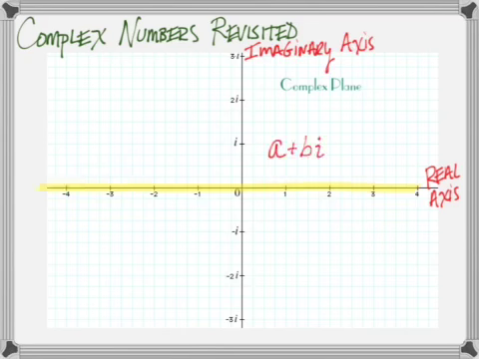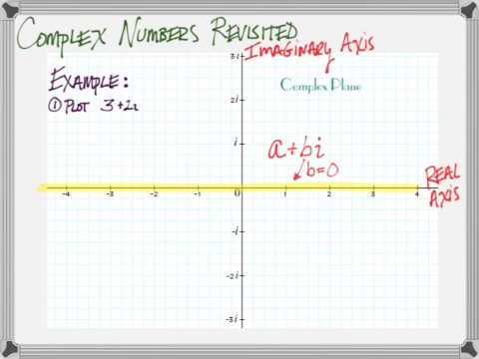So remember, our complex numbers are the form a plus bi, and if b equals 0, then I just get a, which is a real number, so it gives me the real axis. And so we want to plot two complex numbers, 3 plus 2i, and 4 minus 2i, and it's really easy. All I do is I go over the real component, which in this case is the 3.